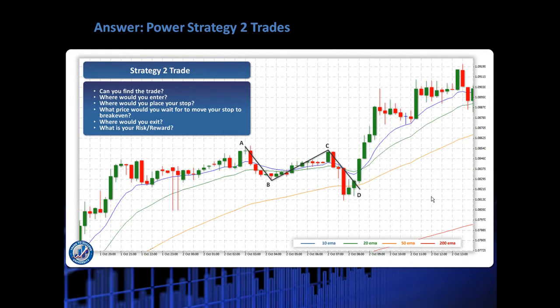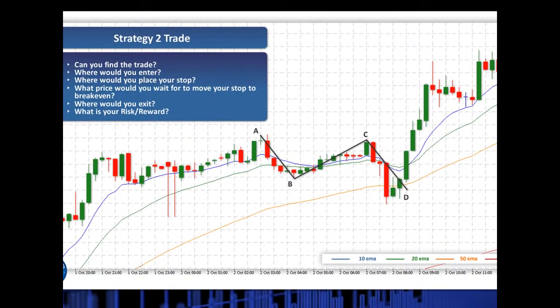So where are we going to be entering this trade? Now this should be an answer that you can give straight away without even thinking. We want to be entering at the D point. All strategy 2 trades are entry at the D point.